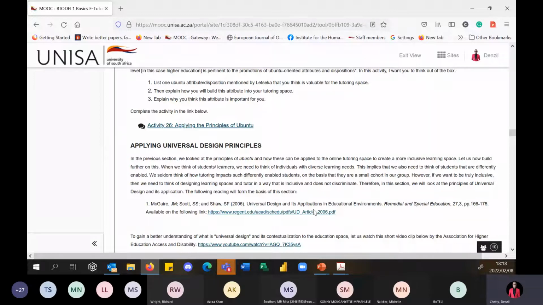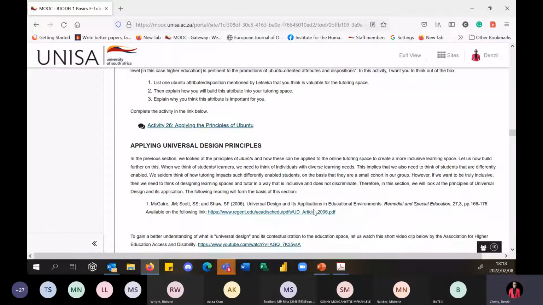So UNISA has a unit called the Advocacy for Students that are Disabled or Differently Enabled, more accurately. And everything that we do foregrounds the idea that we think of our students that are differently enabled as part of our community of students and not seen as a different cohort of our students. Now, let me say this, and I think I mentioned this the last time as well. At UNISA, we don't force students to disclose their disability. So students have the freedom to disclose their disability.